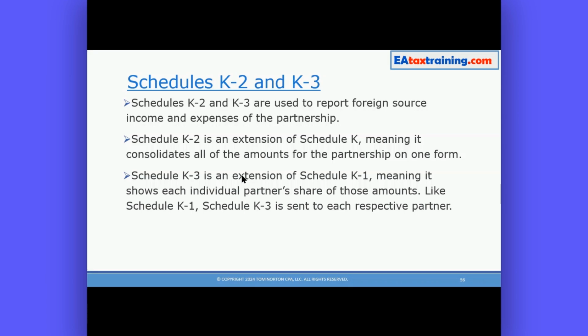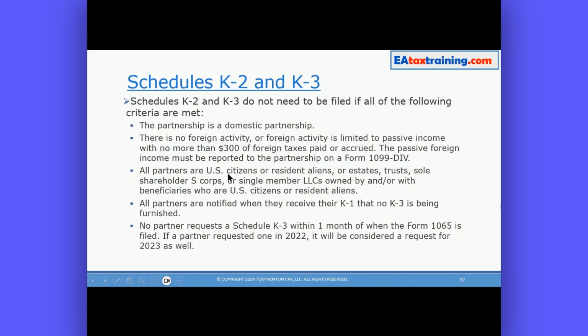So you do a Schedule K2 to break out the foreign source income and expenses for the partnership. And then you issue a Schedule K3 to each of the partners to show them their distributive share of the foreign income and expenses. So that's what the K2 and K3 are about. Now, I'm not going to show you them. It's similar to the K1, except it's foreign income and foreign expenses. Of course, when you're looking at Schedule K and the instructions, you're going to want to look at Schedule K, K1, K2, and K3 so that you understand what they are about.